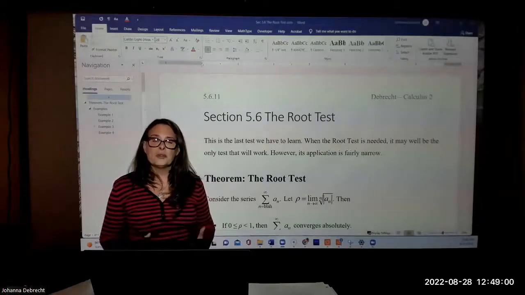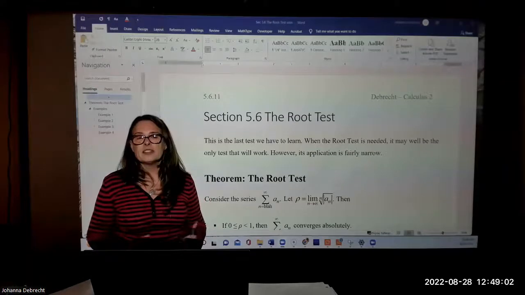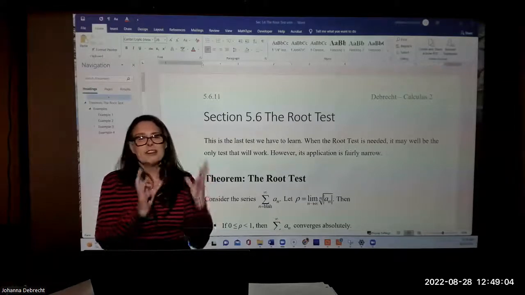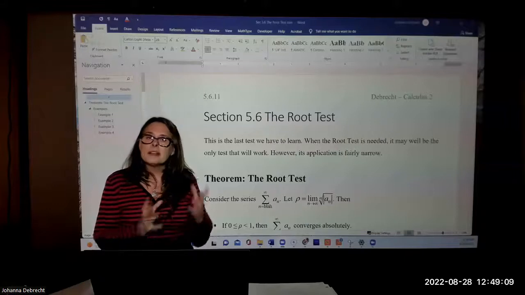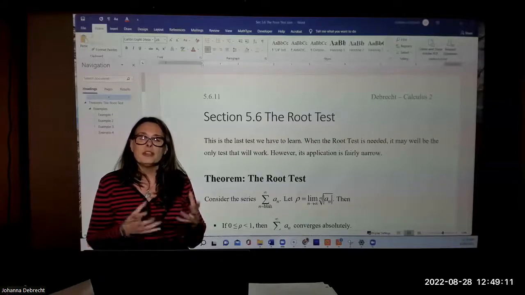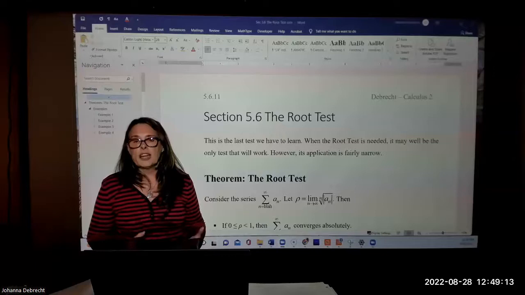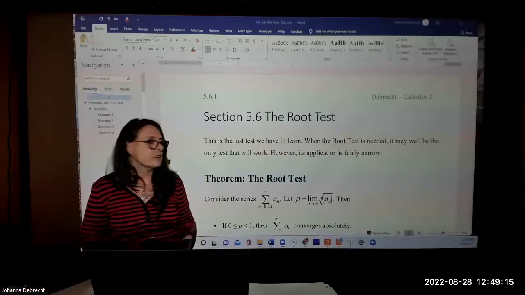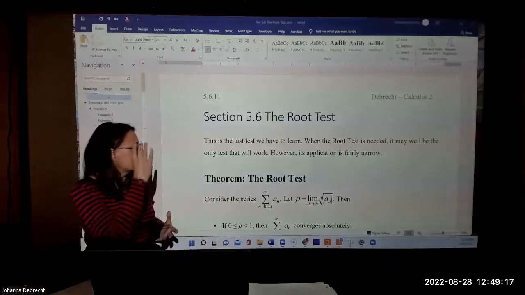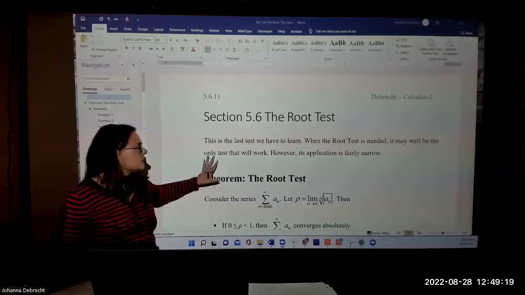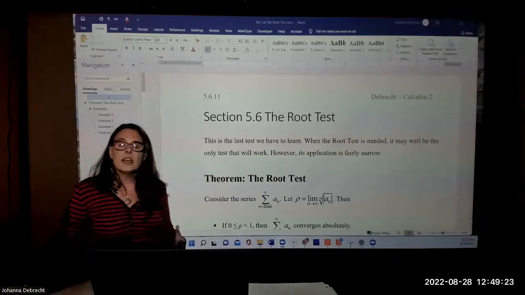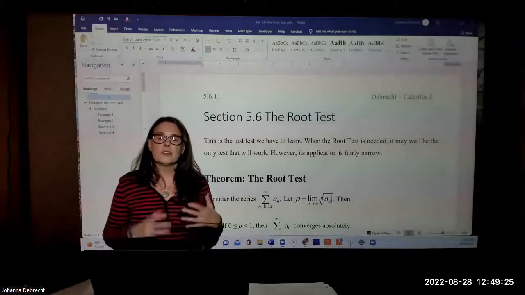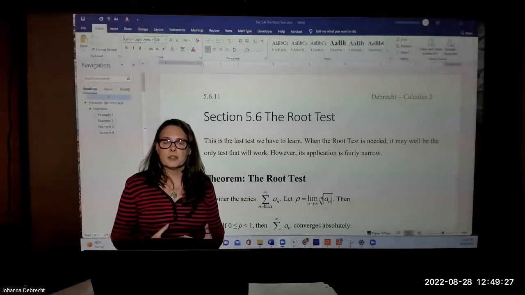We're now ready to do the last test, which is actually one that only applies in a very narrow set of infinite series, but it's relatively easy to implement. And when you need it, none of the other tests generally tend to work, except possibly the ratio test. We're going to take a look at what the ratio test requires, and we're going to see that the ratio test and the root test have the same conclusions.